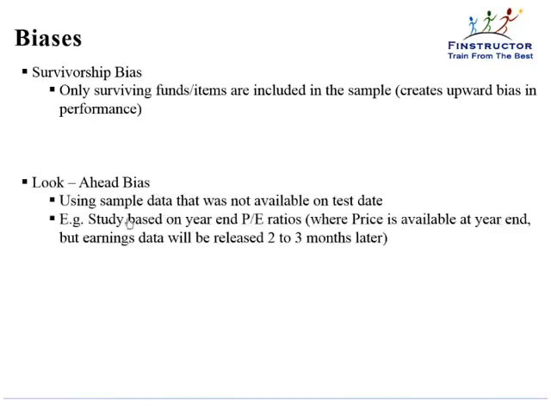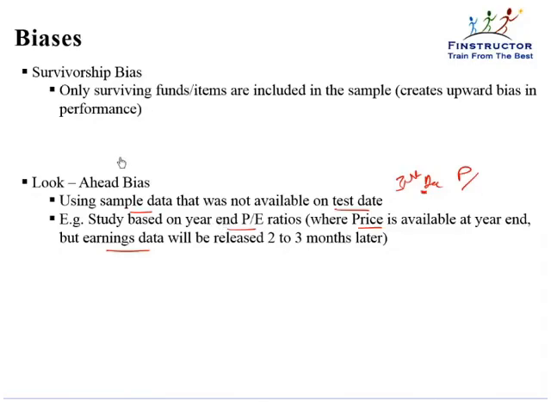Look ahead bias is when you are using sample data that was not available on the test date. For example, a study based on year-end price to earnings ratio, where normally stock price is always available. Stock price is available every day. I can look at the market and I know the stock price. So on 31st December, that is the year end, I get the stock price, but I have to compute the price to earnings ratio for that year. Now, on 31st December, would I have the earnings data as well? Companies take some time before compiling, auditing their results, and then disclosing the earnings to the public.